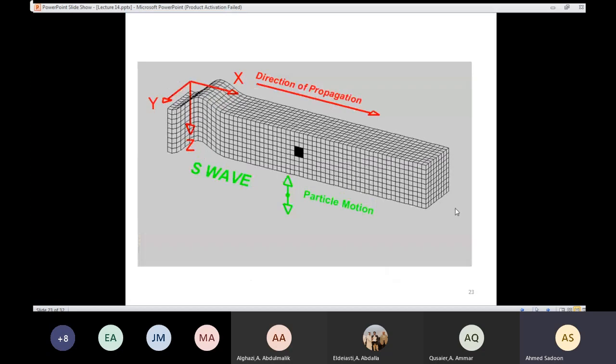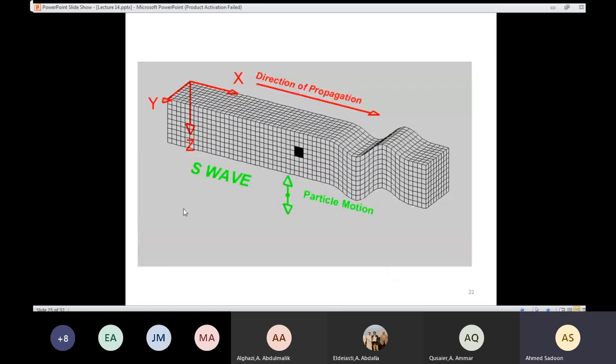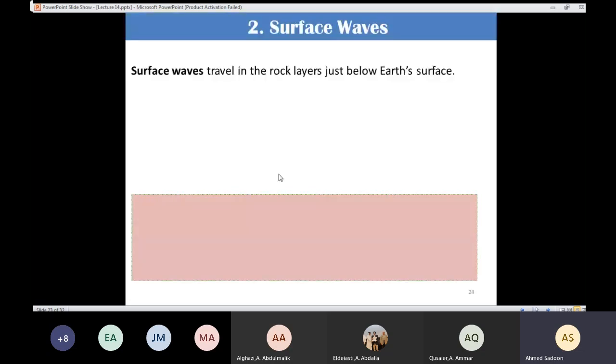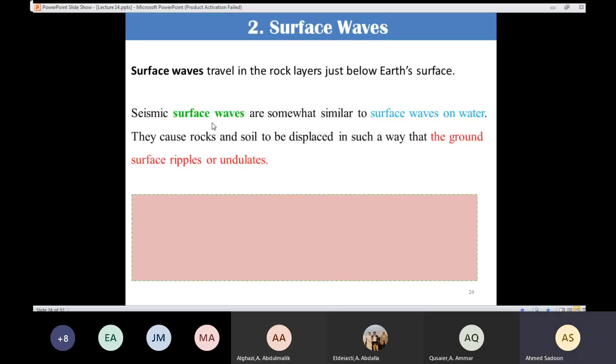So we have the primary waves, which move with compression and expansion, and the secondary waves, which move with an up and down movement. Then we are going to move to a different type of wave, the surface wave, the wave that takes place just below the Earth's surface. Seismic waves are somewhat similar to the surface wave on water. So this one is similar to the movement of the water.